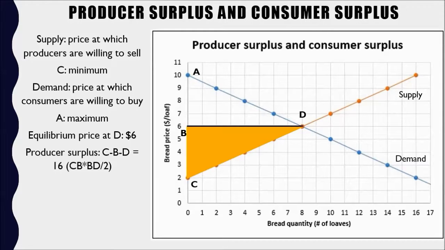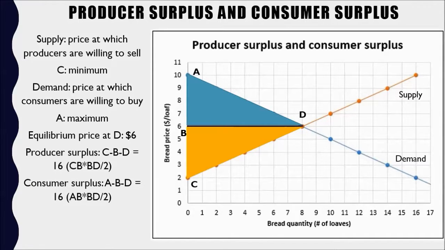The exact consumer surplus is determined by the area between the demand curve and the equilibrium price. In our case, the consumer surplus is determined by the ABD triangle on the graph, which is colored in blue and is also equal to 16. You can get this number similarly as you did for the producer surplus by multiplying the AB side by the BD side and dividing it by 2.